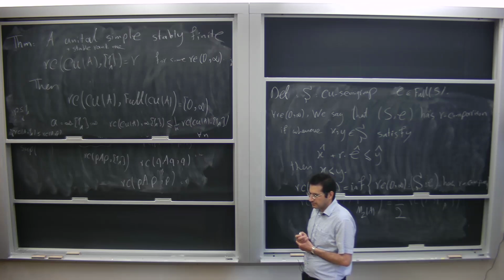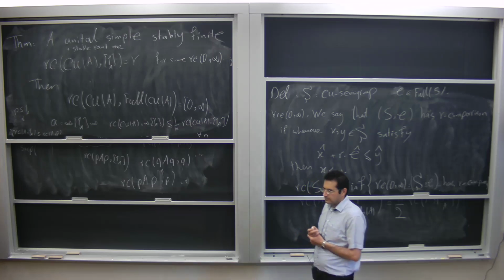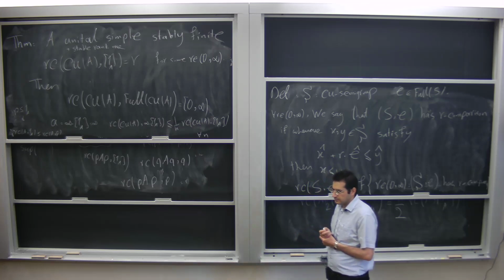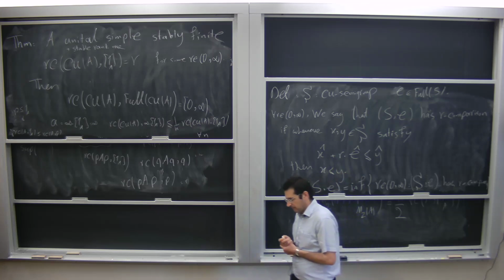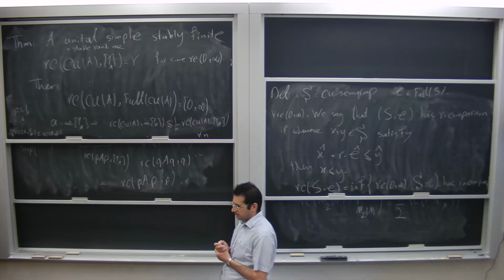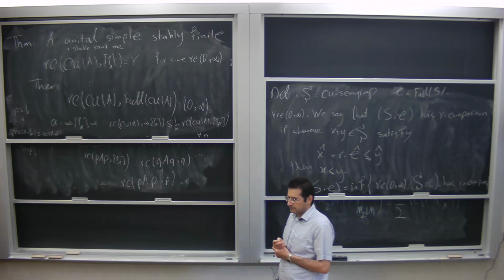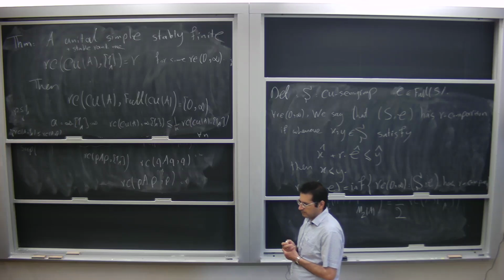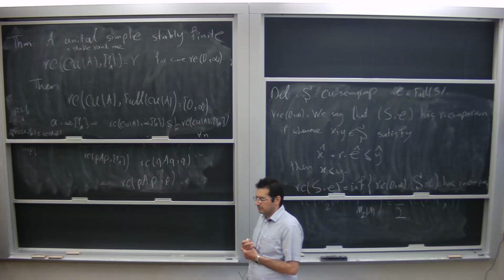Anyway, if it were a projection, then we'd be talking about the usual radius of comparison with respect to the unit of the cut down algebra. Yeah, radius of comparison with respect to the unit. But as soon as you start looking at non-projections, then there's the idea of different radii of comparison with respect to the relative full elements.